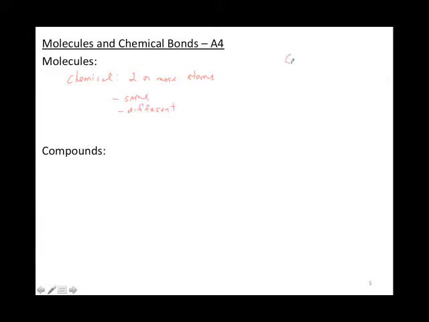For example, oxygen is never found as just a single oxygen atom. It's always found paired with another one. Okay, so we write it as O2. One instance of oxygen, an oxygen molecule, is two oxygen atoms bonded together. Sodium chloride, two or more atoms. In this case, they are different.